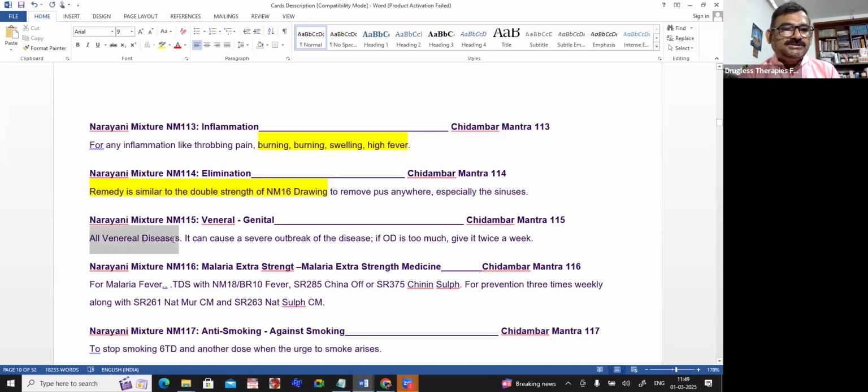Okay, all venereal disease, if something goes into very bad ulcers, or simple vaginal itching, or penile itching, can also be taken as a venereal disease. Any itching or discomfort in the genitals, this can be given, as it causes a severe outbreak of the disease. If it is too much, give it twice a week. Even white discharge you can use it for.